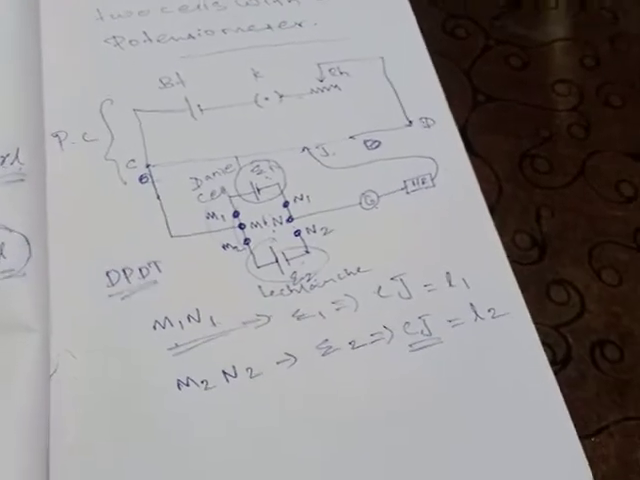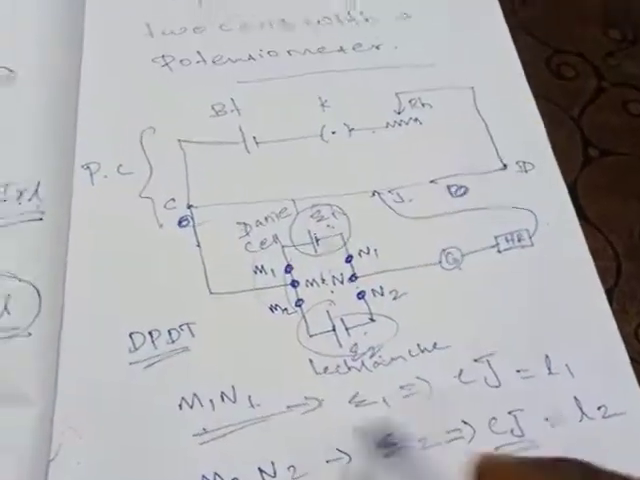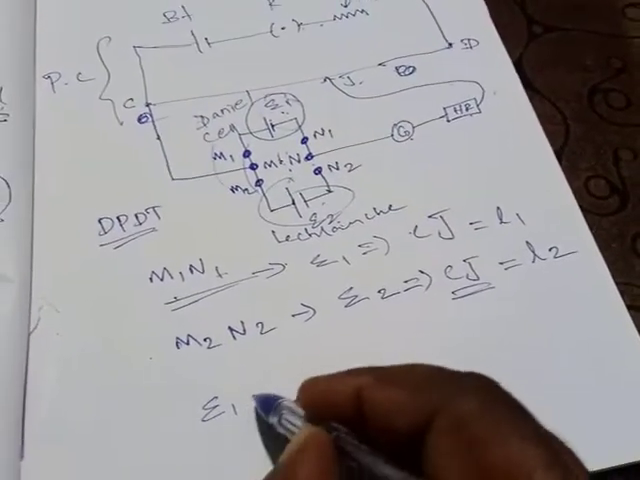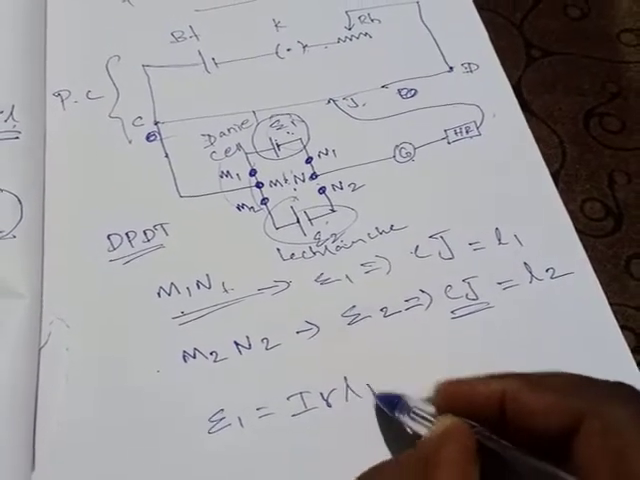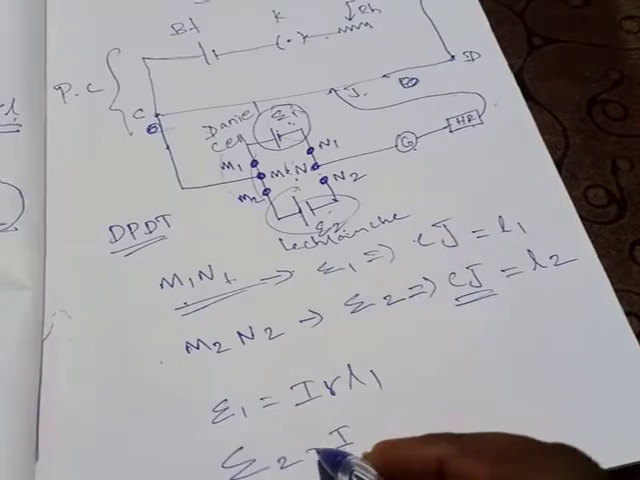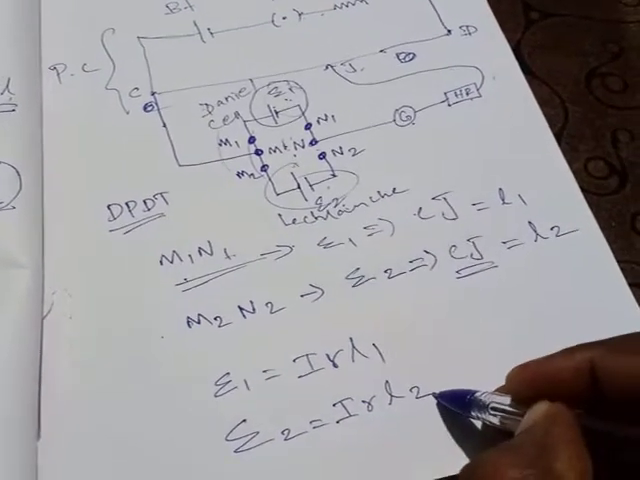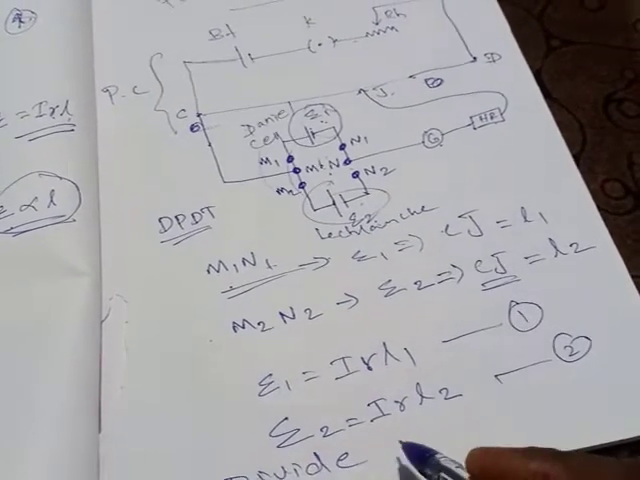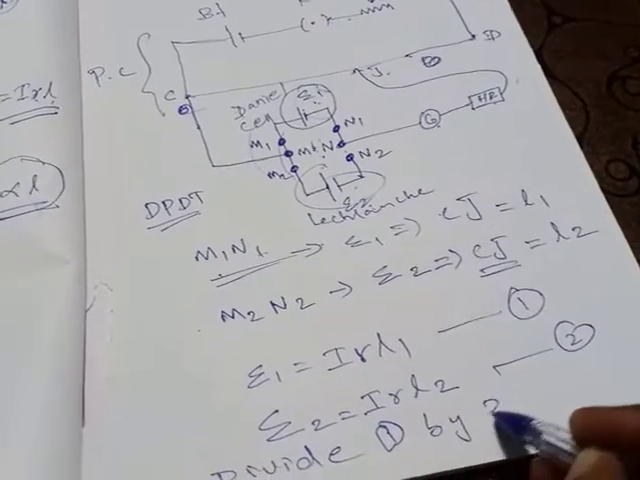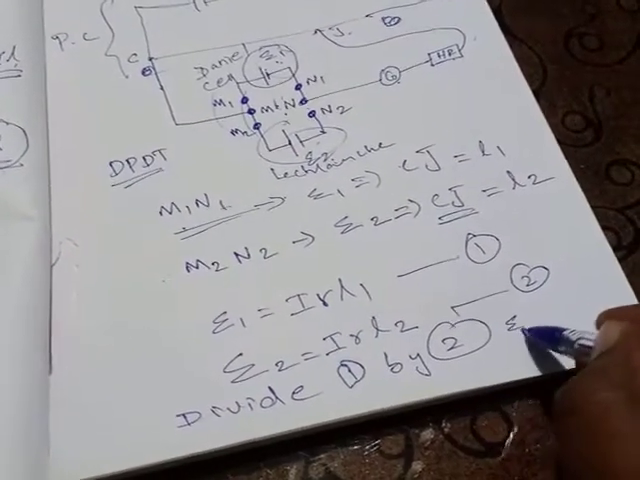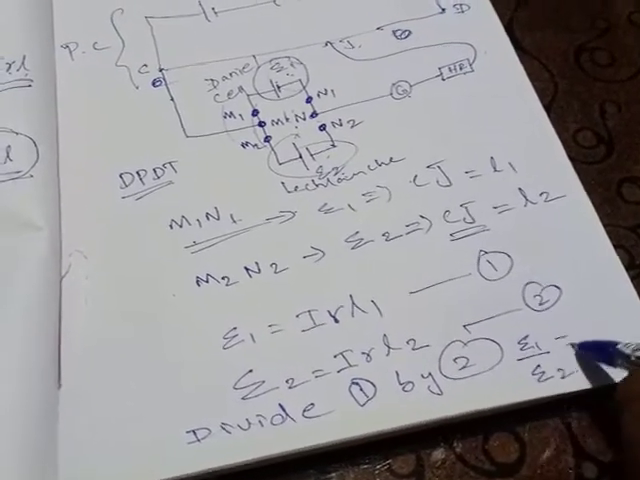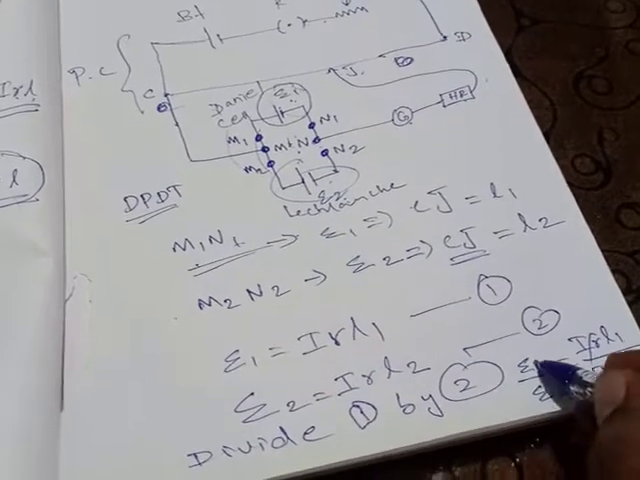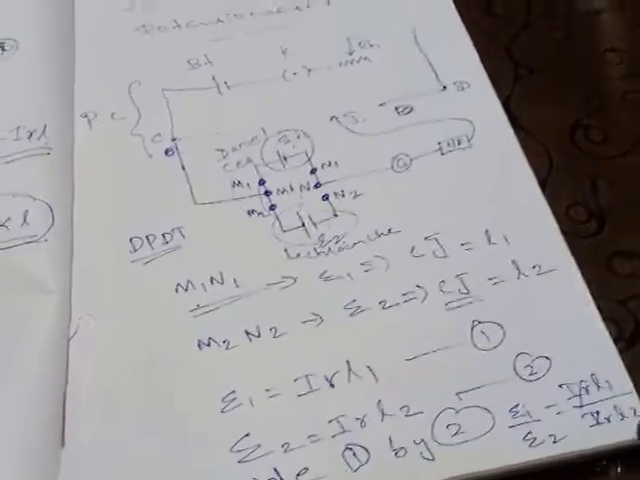From this we know that if R is the resistance per unit length and I is the current flowing through the wire, then EMF 1 is IRL1 and EMF 2 is IRL2. Take this as equation 1 and this as equation 2, and divide 1 by 2. When we divide these two equations, EMF 1 by EMF 2 is equal to IRL1 by IRL2. IR cancels, so we get EMF 1 by EMF 2 is equal to L1 by L2.